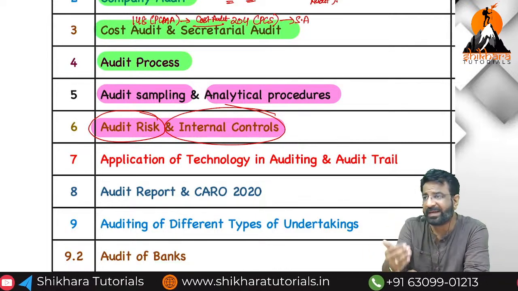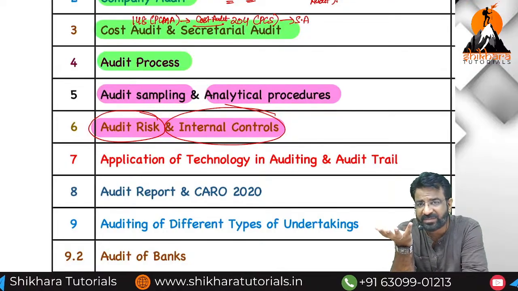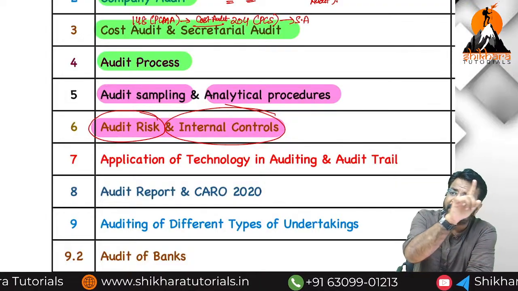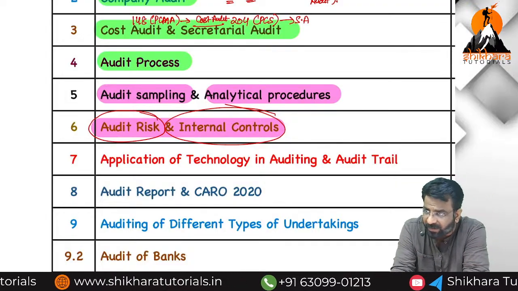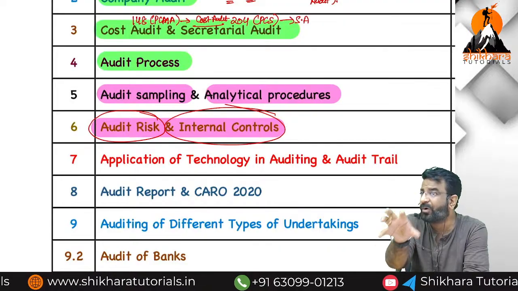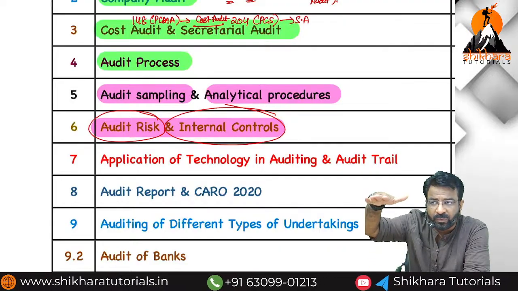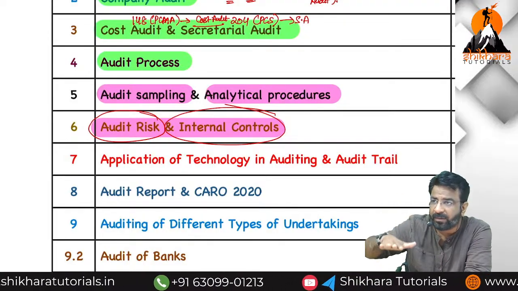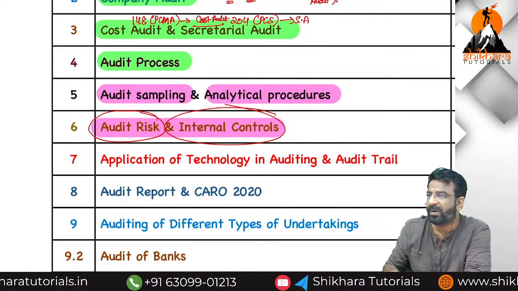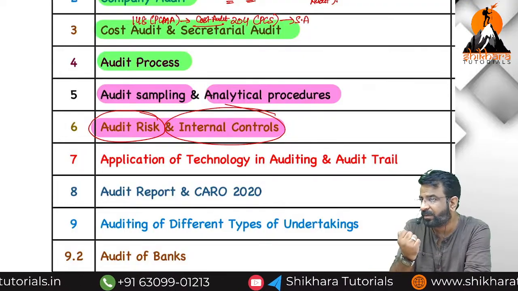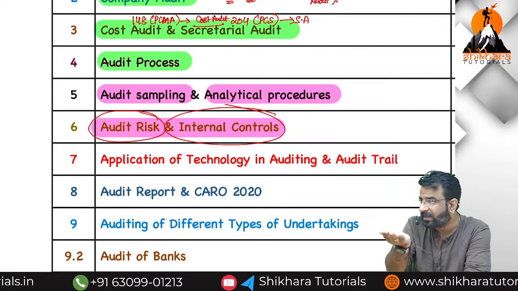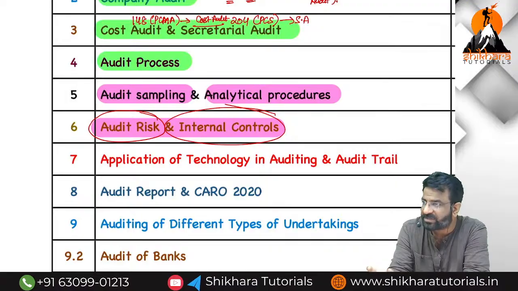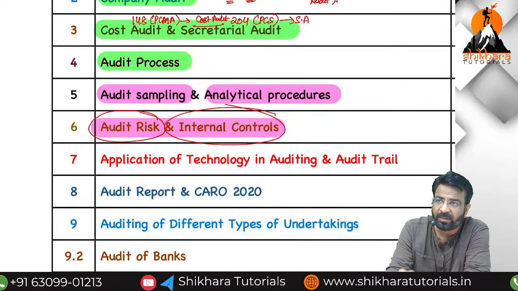So when we go to the client's place, we check what the risks of the client's business are, and to reduce those risks, what internal controls my client has planted. If the internal controls are good, it means the client is able to reduce his what? Risk. My workload also will be reduced as an auditor. But if the client's internal controls are poor, it means risk is very high. My workload will also go very high. So that's what we are going to learn in this chapter: Audit Risk and Internal Control.